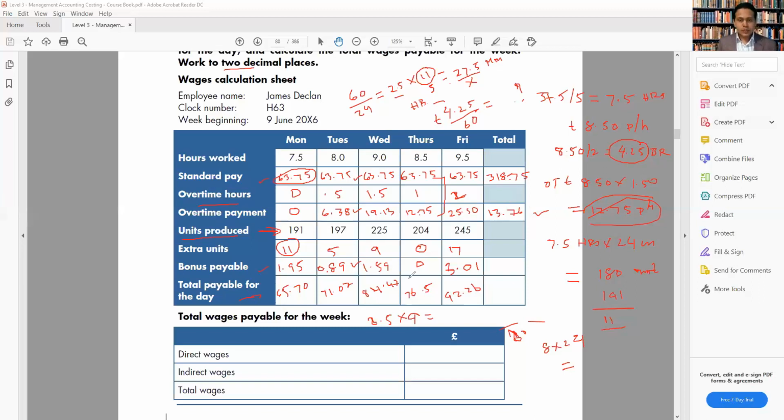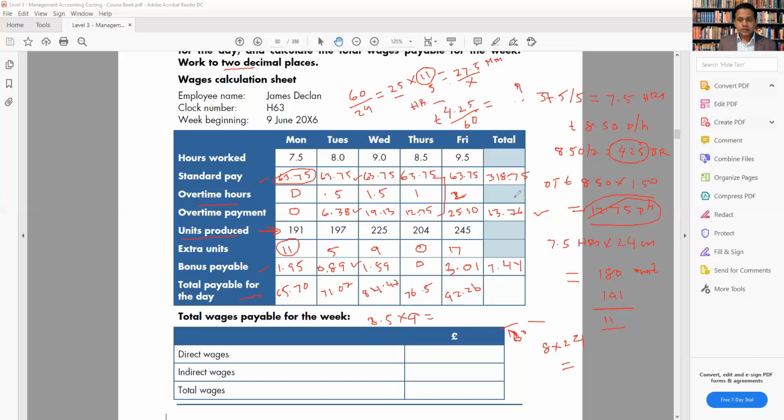Thank you, Nazia. So let's move on to the bonus. How much is the bonus payment? 1.95, 0.89, 1.59, and 3.01. Maybe my handwriting is not very clear, so sometimes the total could be different. So please check. So we have 7.44.